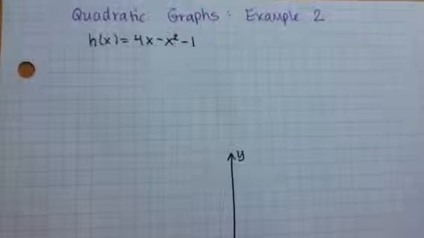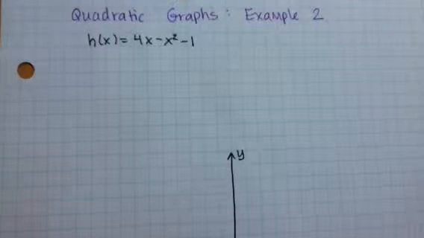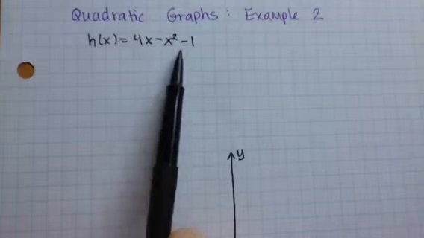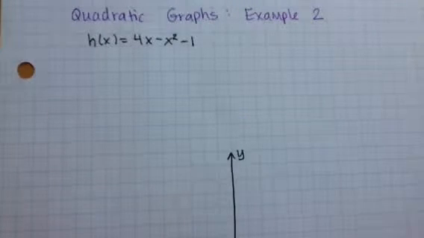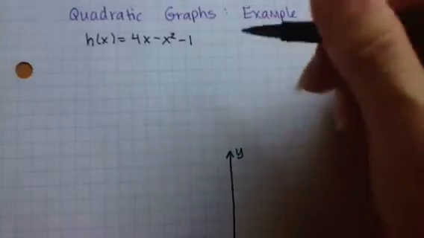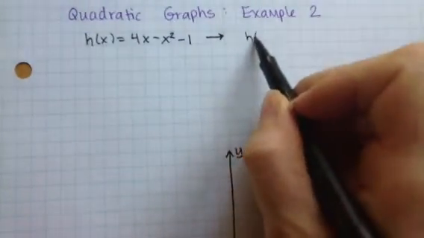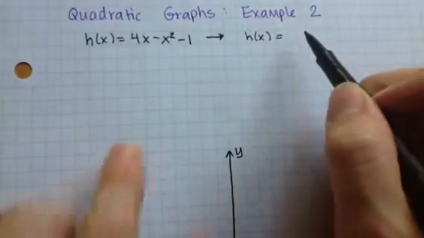Let's look at another example of graphing a quadratic function. This time we have h of x equals 4x minus x squared minus 1. When I see an equation like this, the first thing I'm thinking is that it's not in standard form, so I want to rewrite it so that it is in standard form. So I'm just going to rearrange the terms.